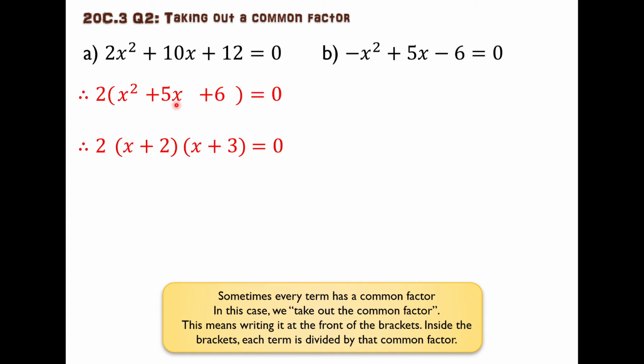So now, by the null factor law, either 2 is 0, which is impossible, or x plus 2 is 0, or x plus 3 is 0. So we can solve each of these equations individually. Let's solve the first one. X plus 2 is 0, plus 2 moves to the other side, turns into minus 2, so x is negative 2. Or, to solve this one, the plus 3 moves to the other side and turns into negative 3. So x is 0 take 3, which is negative 3.